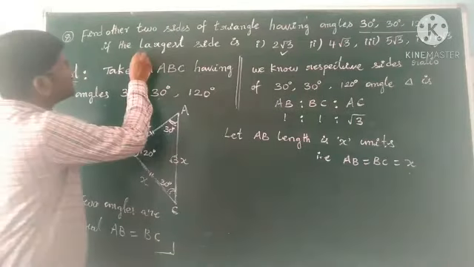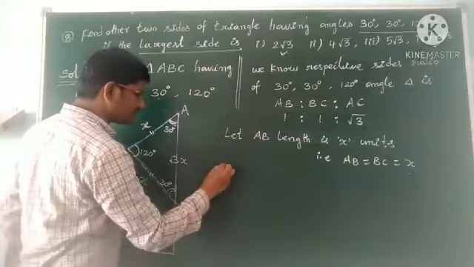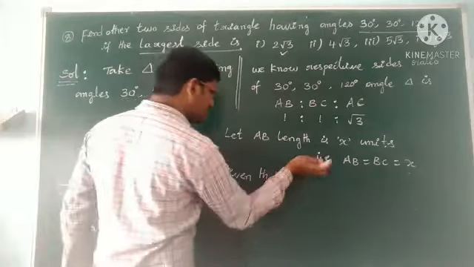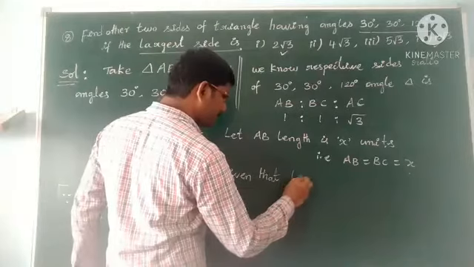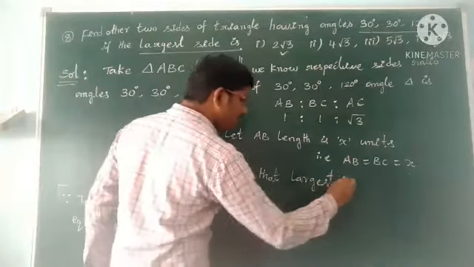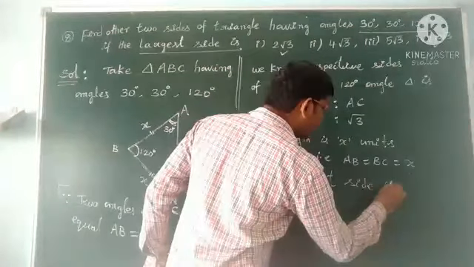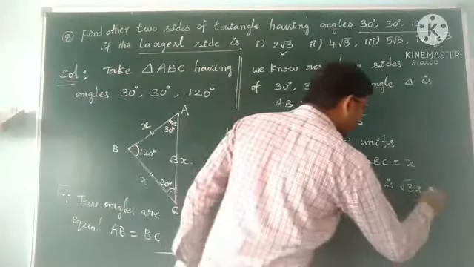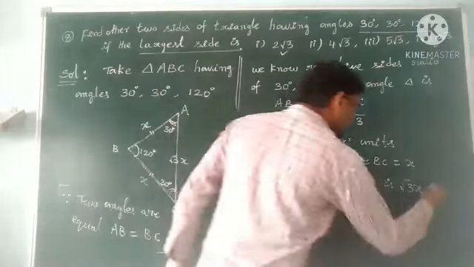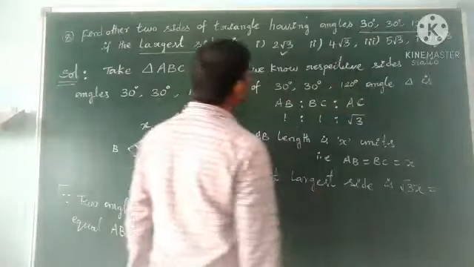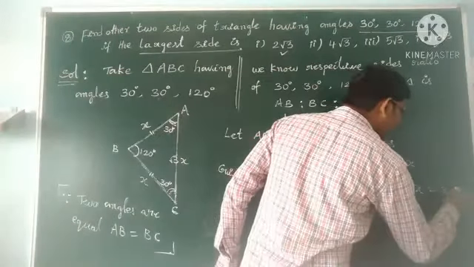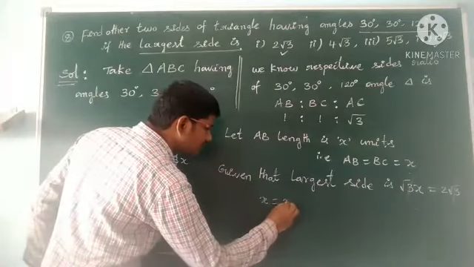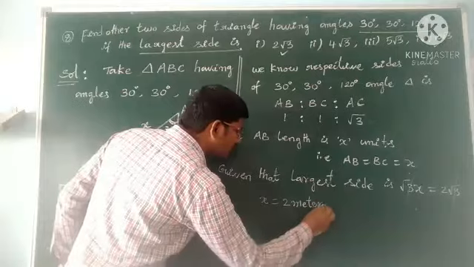Given that the largest side is root 3 into x, and that value is given as 2 root 3 meters, root 3 gets cancelled. So the x value we will get is 2 meters.